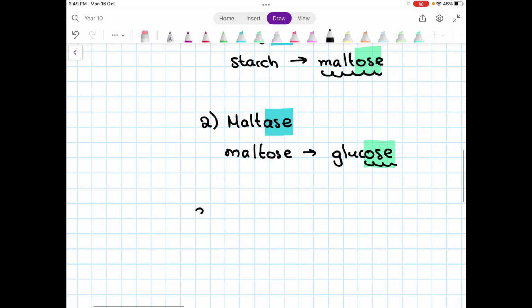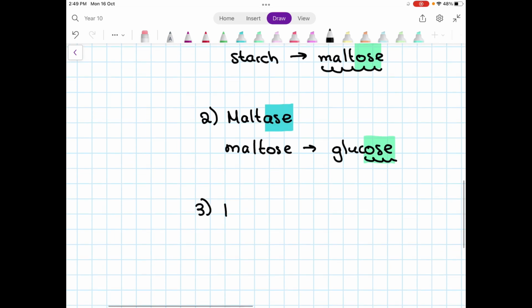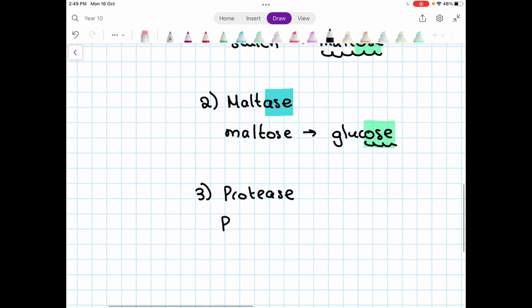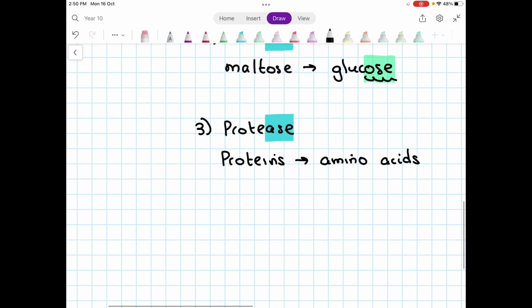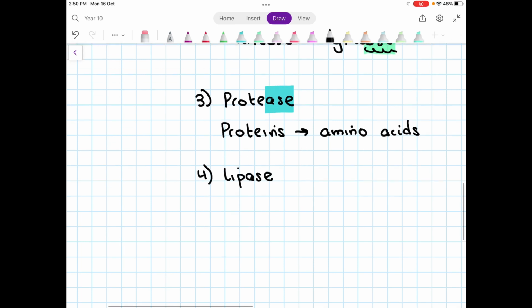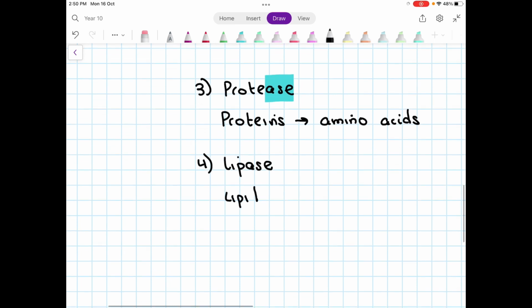Another enzyme we can look at is protease, and it breaks down proteins into amino acids. And lipase, which breaks down lipids into fatty acids and glycerol.